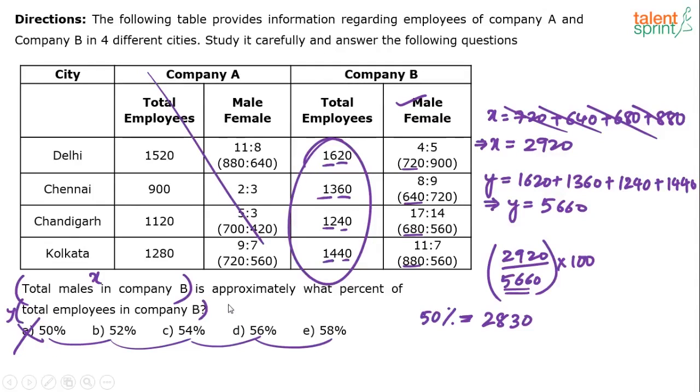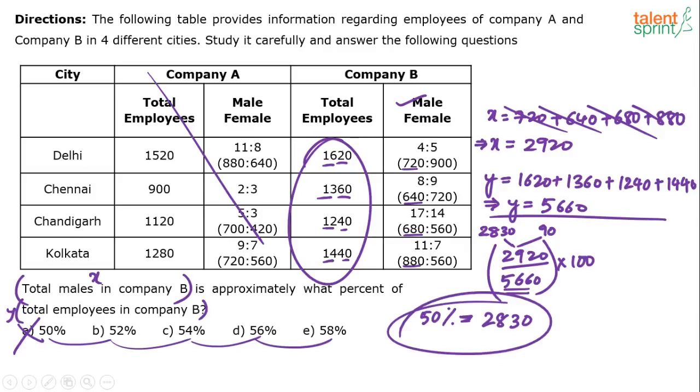Now, how do you do it? What I would do is split 2920 as 2830 plus the balance part, which is 70 plus 20, 90. You're getting it? 2920 is 2830 plus 90. Why are we taking it as 2830 plus 90? Because I have already calculated that 2830 is 50%, so this is straight away 50%. What is extra is 90.